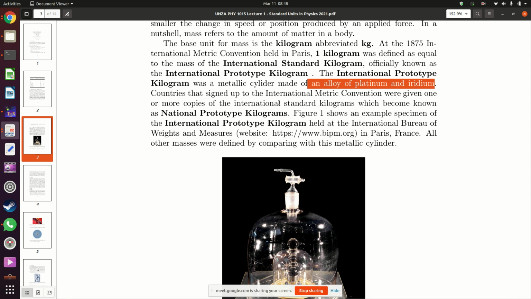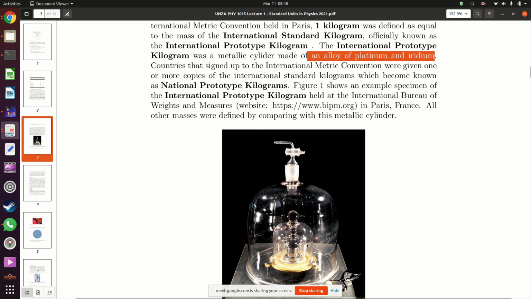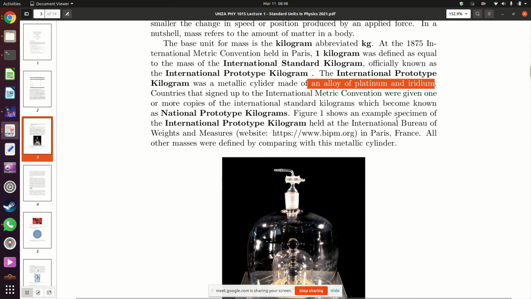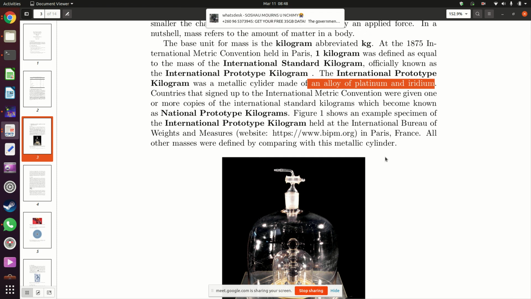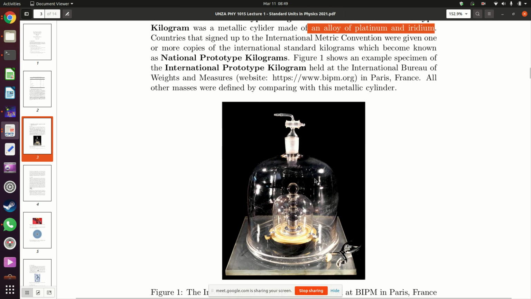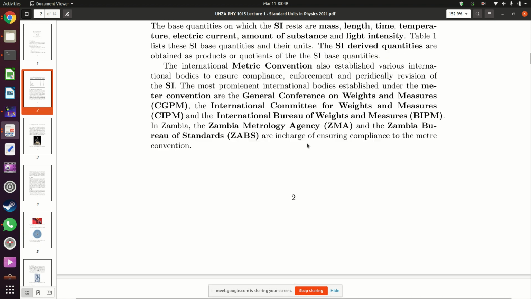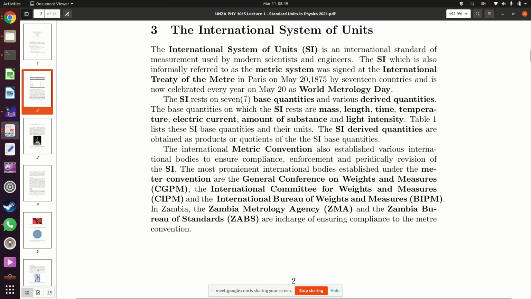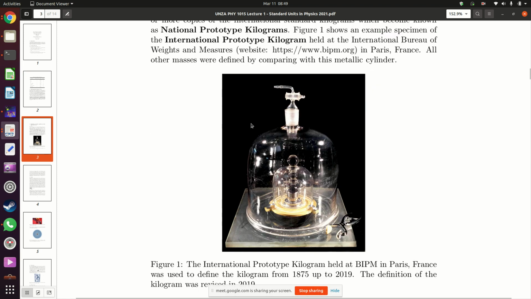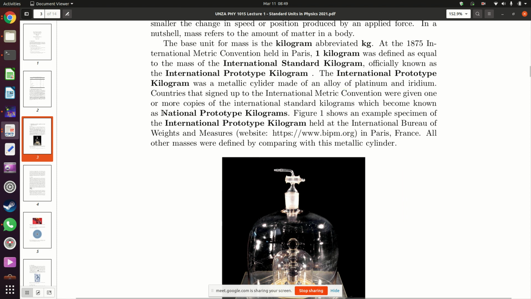So you could be sure that the same amount of matter you had in 1875 is the same amount of matter you have now, because this alloy does not corrode very easily. So the kg used to be defined in terms of this metallic cylinder, and the countries which attended the first International Treaty of the Meter were given copies of this cylinder. Those copies became their national copies, called the national prototype kilogram.